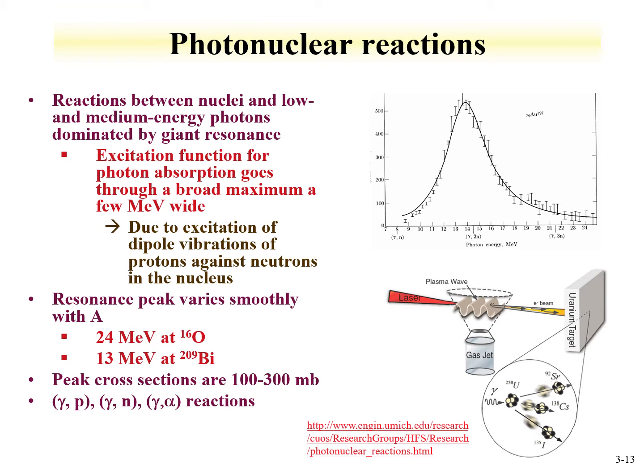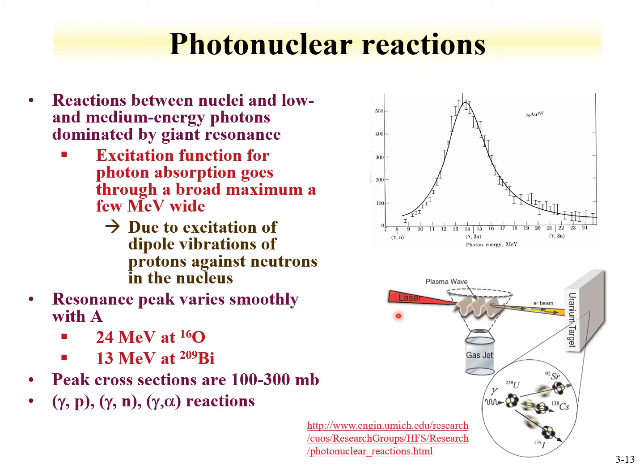And as we see, the reactions here are gamma n, gamma 2n, gamma 3n. We see it goes through a maximum peak for the 2n reaction at around 14 MeV. The resonance peak, the way this figure behaves, is going to vary pretty regularly with the A of the target: 24 MeV for oxygen-16 and 13 MeV for bismuth. There are a number here just shown as gamma n reactions, but there are actually a number of different reactions possible, including proton, neutron, and alpha reactions.